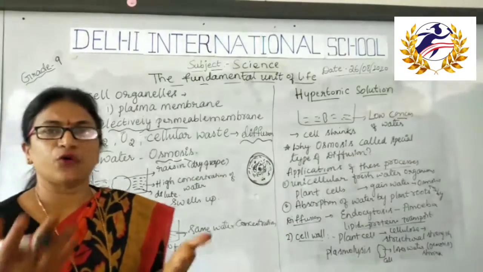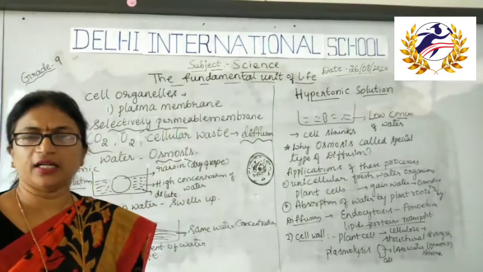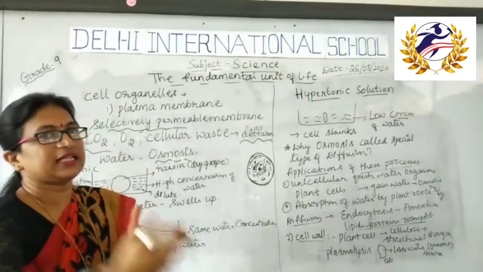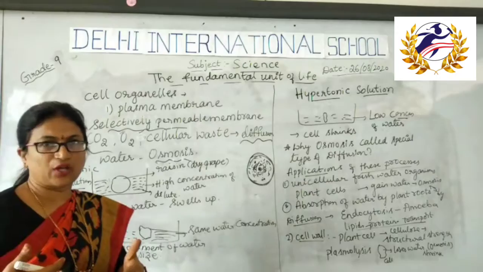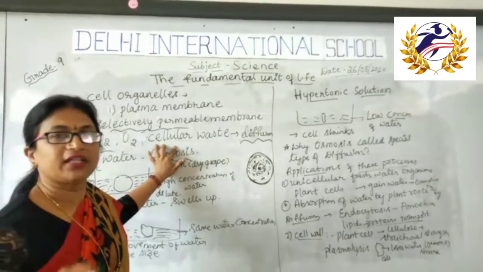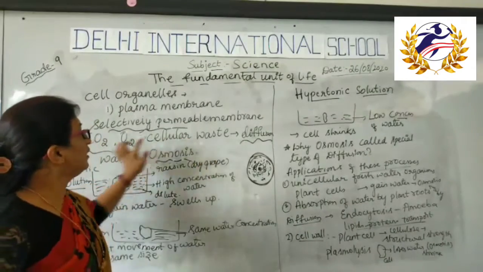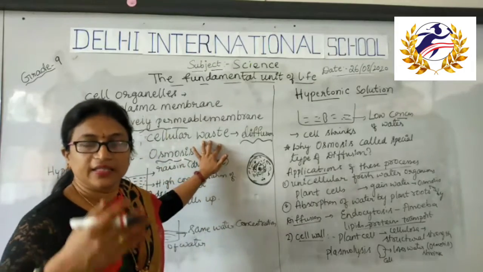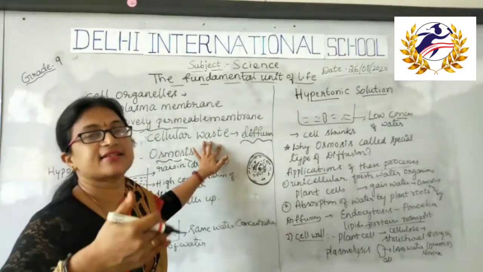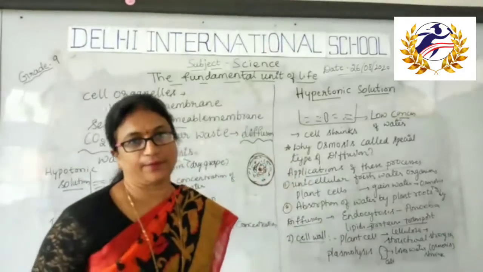We know that in plants photosynthesis has to be carried out. For that carbon dioxide is needed, isn't it? So carbon dioxide enters inside the cell and oxygen comes out of the cell after the photosynthesis process. Also the cellular waste: after carrying out all these processes, some waste will be removed. The exchange of these gases and waste happens by the process called diffusion.